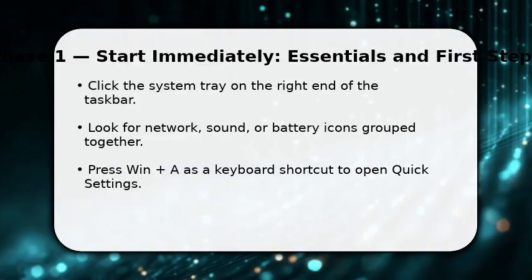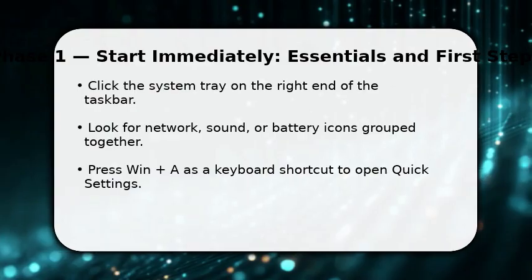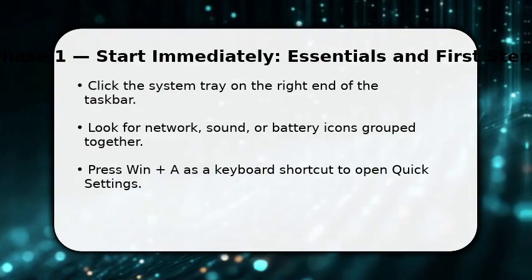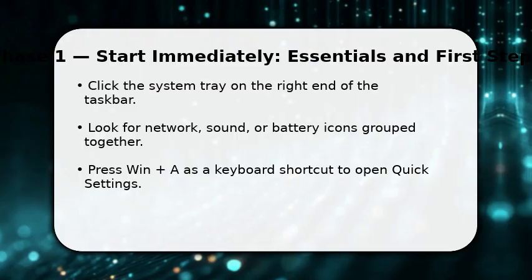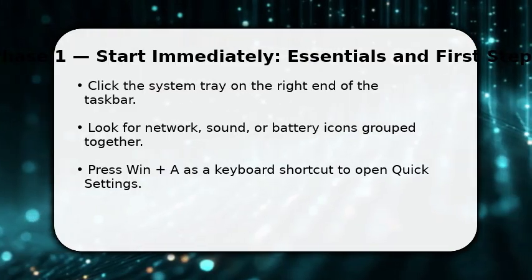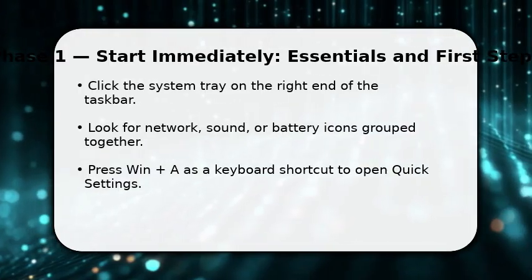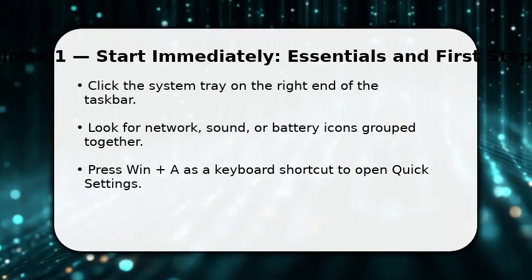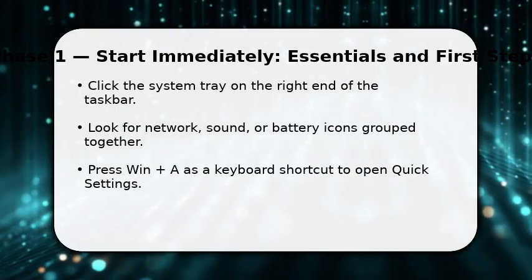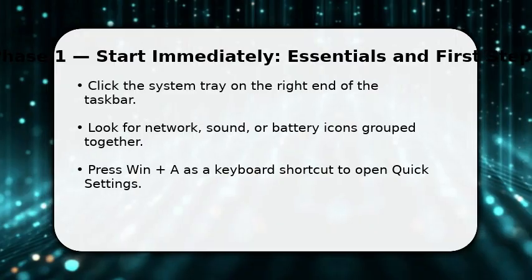You begin by opening Quick Settings so you can reach airplane mode fast. Click the system tray at the right end of the taskbar, or press Win plus A to pop it open instantly. Once done, scan the panel for the network tile. It often shows Wi-Fi, Bluetooth, or a plain icon. You do this first because Quick Settings is the fastest path.